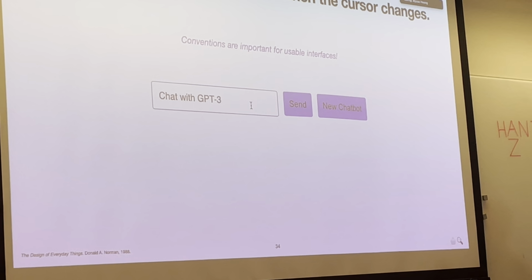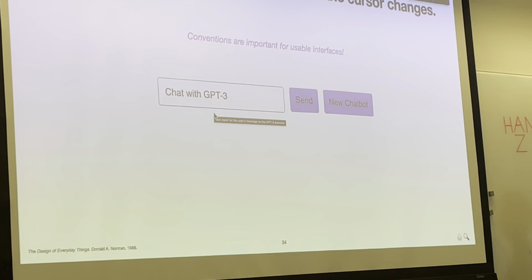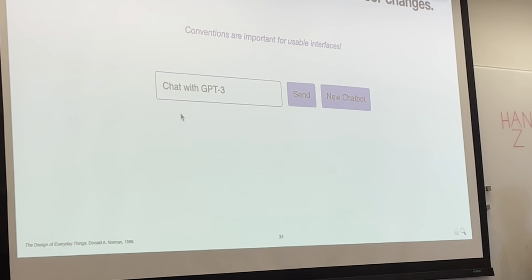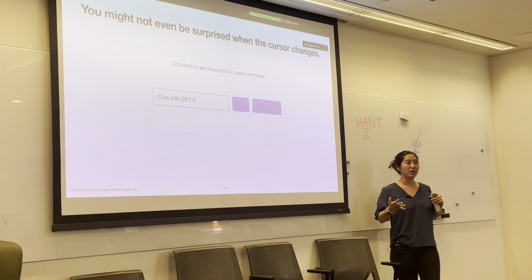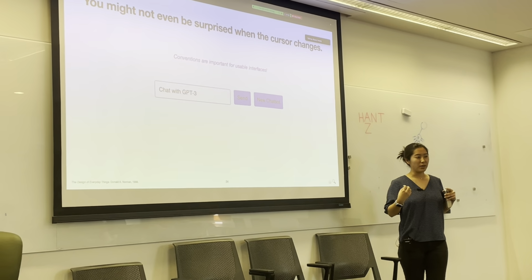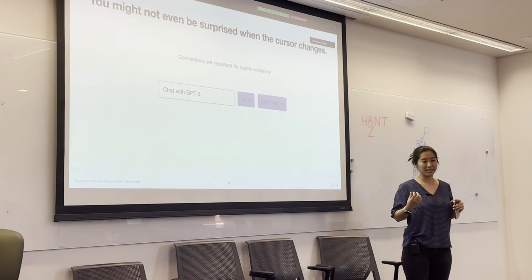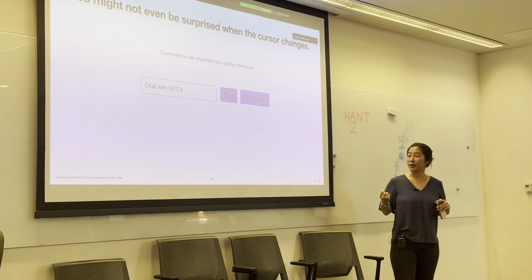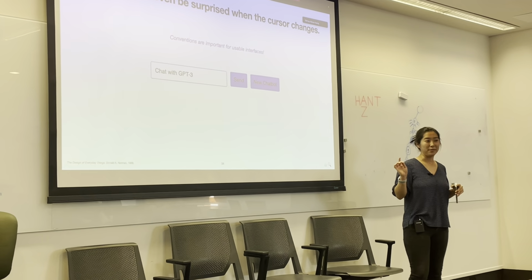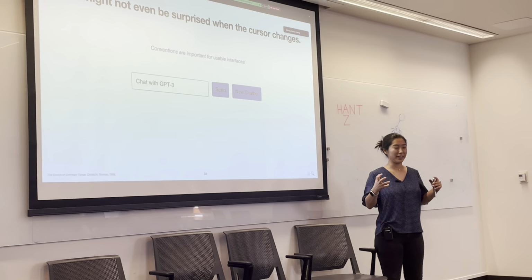So it actually turns out that conventions are really, really important for usable interfaces. This is something that we can discover through user studies. It's something you can talk about, or just think to yourself, what would I expect something like this to do, or what would I expect something like this to be set up? And violating these conventions actually just leads to instant frustration.